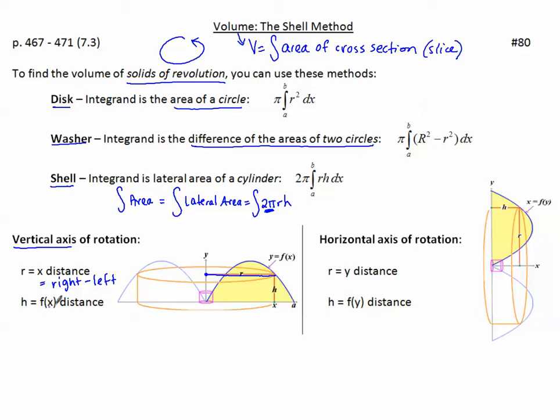The height is the f of x distance. See, the height of our cylinder goes this way. The height goes up to the function f of x, y equals f of x. Because it's a vertical length, we measure it by saying top minus bottom. But when it's a vertical axis of rotation, we remember that we're using x's, x distance and f of x distance. Let's look at an example of using a vertical axis of rotation.